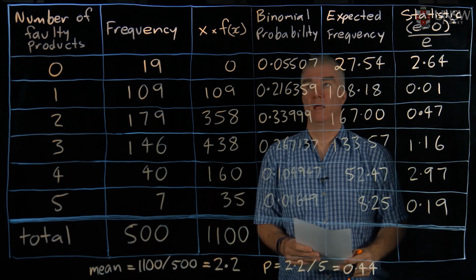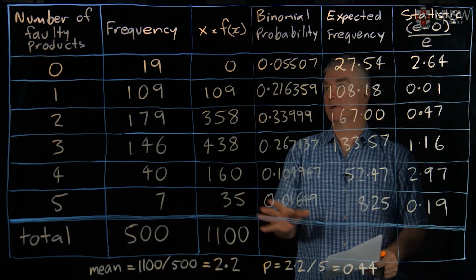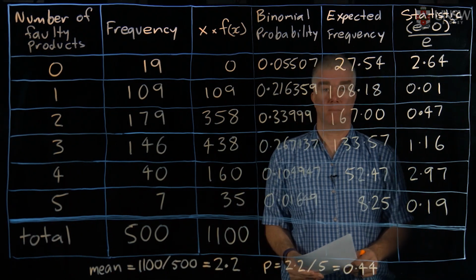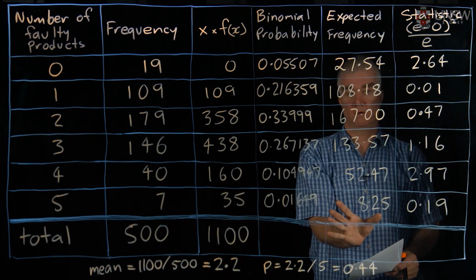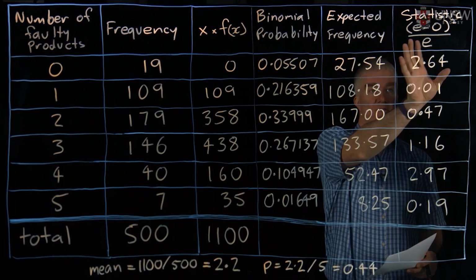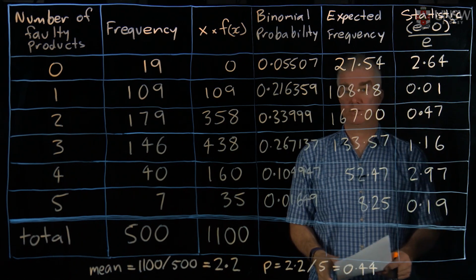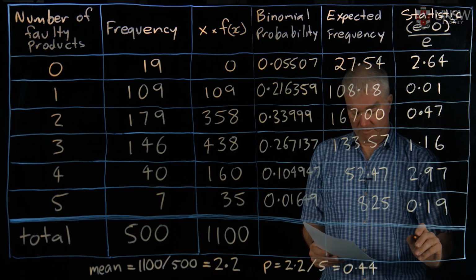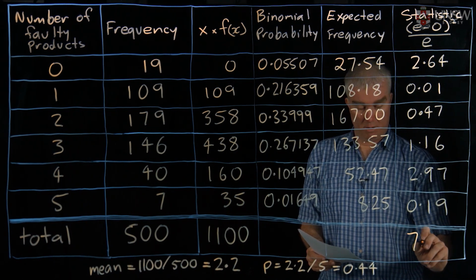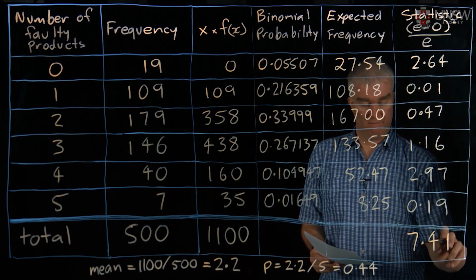0.19. Now, if this really did come from a binomial distribution, these two columns would be virtually the same, and therefore this will be really close to 0. So we're going to add the total up to find out how much we've got, which is 7.44.